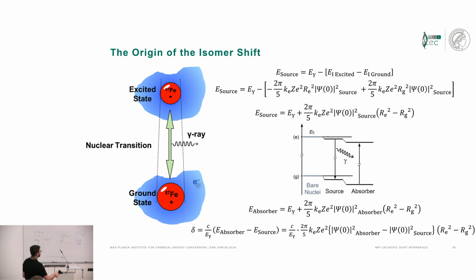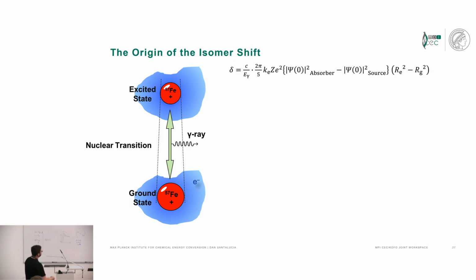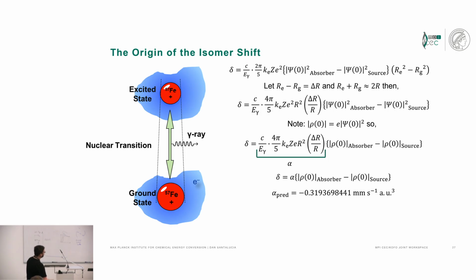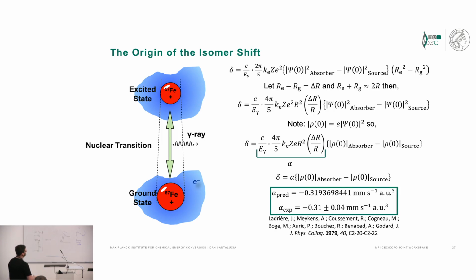I'm going to multiply by c over E gamma to keep everything in millimeter per second units. And we end up at this expression, and we do some math, and we do some math. But eventually we get to this collection of constants alpha, times the electron density difference between the absorber and the nucleus at the nucleus. That's the fundamental equation right here.